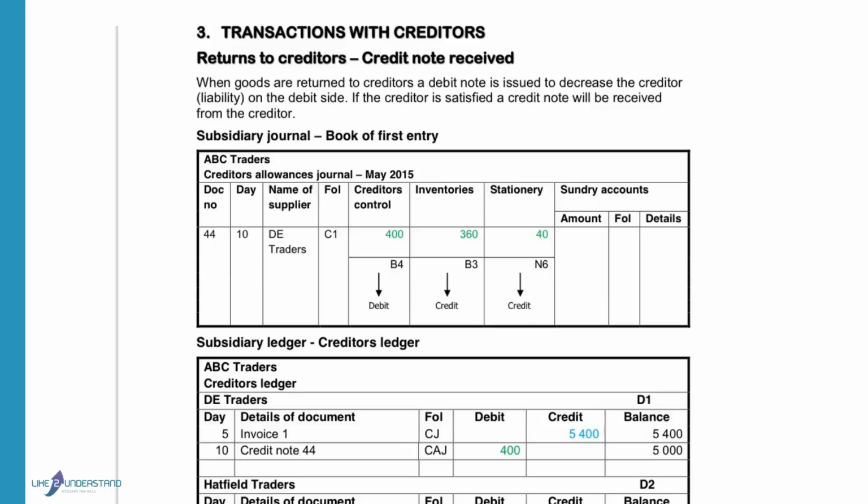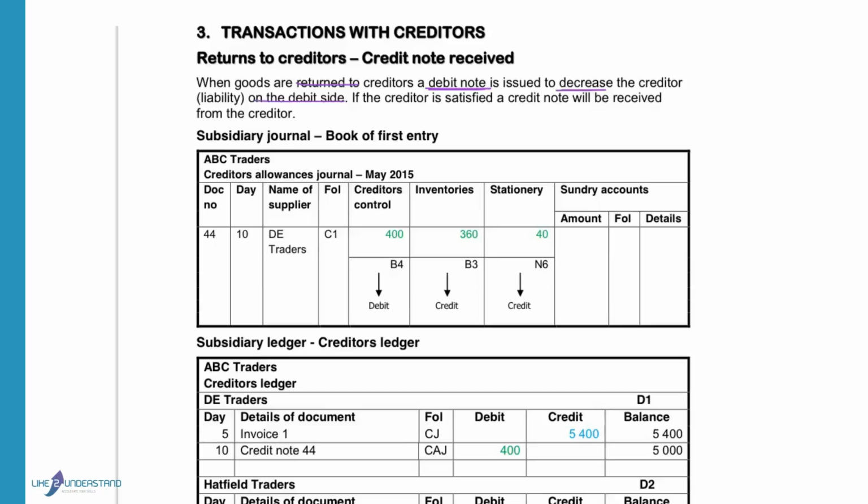When we return goods to the creditor, we send a debit note with the goods to the creditor and we ask to decrease our account. If they are satisfied, they will send us a credit note and then we will record the entry. We send a debit note because a creditor is a liability and has a balance on the credit side, so we want to decrease that account on the debit side.